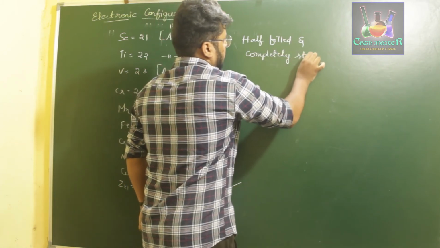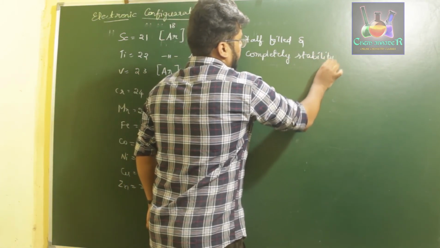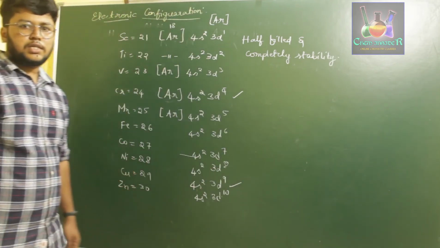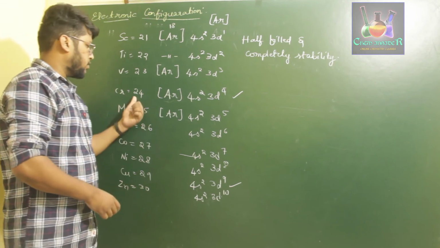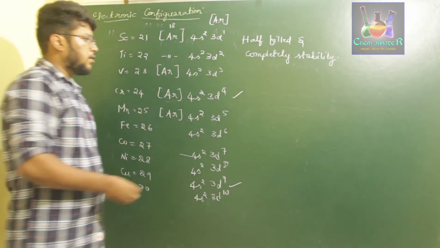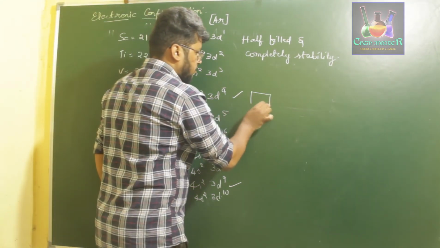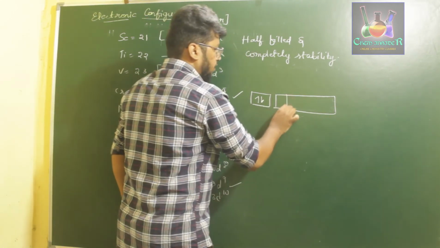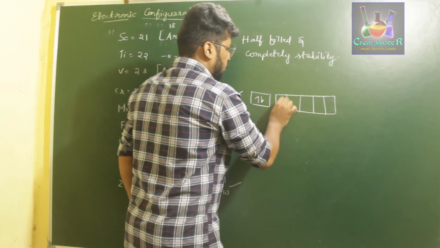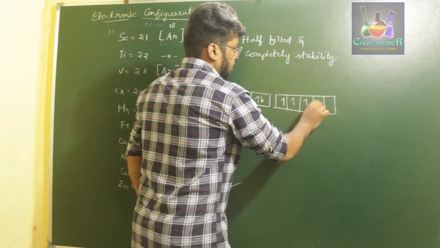Half-filled and completely filled stability. So what is this half-filled and completely filled stability? If you write the electronic configuration of chromium in a different order, the second type, we have 4s with 2 electrons, and we have 3d with 5 orbitals, in which we have 4 electrons in the first 4.